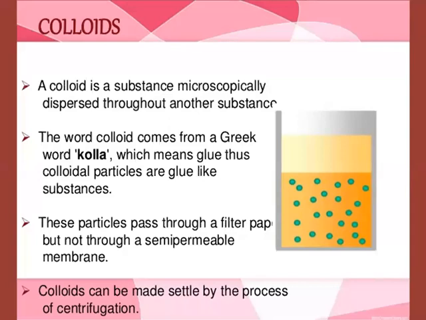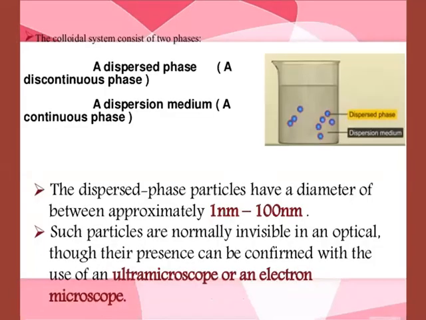These can be made to settle by the process of centrifugation. The particles pass through the filter paper, as they can pass through a semi-permeable membrane, and cannot be separated there. Every colloidal system or solution has two parts, a dispersed phase and a dispersion medium.